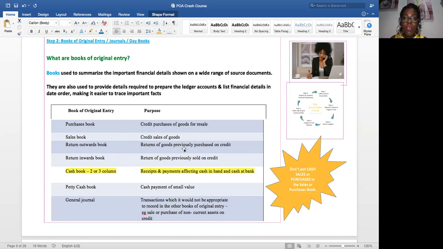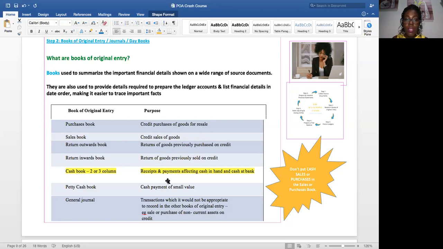Return outwards book, returns of goods previously purchased on credit. So if you buy something on credit and you're returning it, you have to record that in your return outwards book. Return inwards book, return of goods previously sold on credit. You sell something to a customer on credit, they bring back part of it for whatever reason, it has to be recorded in a return inwards book.